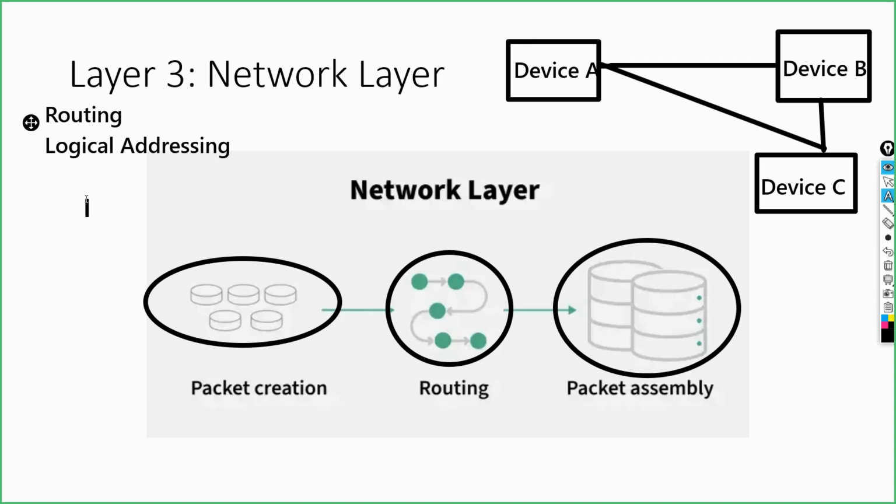As we have seen, in the data link layer the MAC addresses are placed in the frame. Over here, in the network layer, the IP addresses are placed in the header by the network layer, and the devices identify each other through these unique IP addresses. Is it clear? So the two main functions of the network layer are routing and logical addressing.